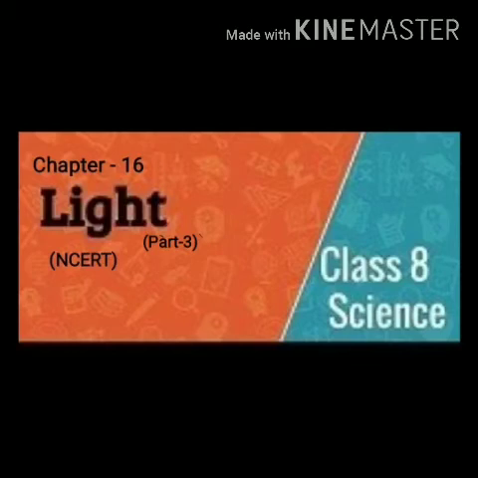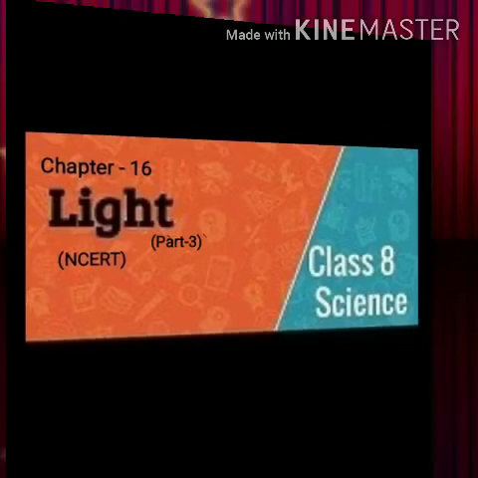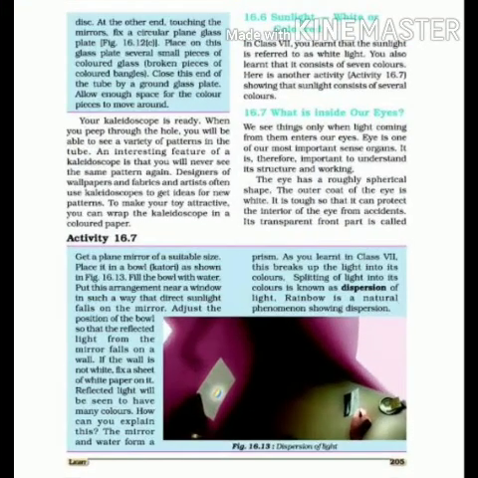Hello students, today we will continue with chapter 16, Light, with the topic: sunlight, white or colored. In class 7 you have already learned that sunlight is referred to as white light, and this white light actually consists of 7 colors. Today we will do an activity to show that sunlight consists of several colors.